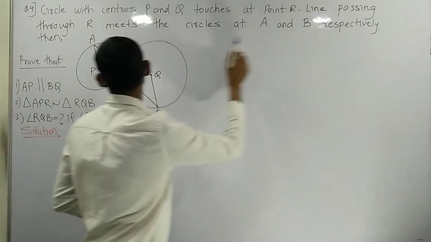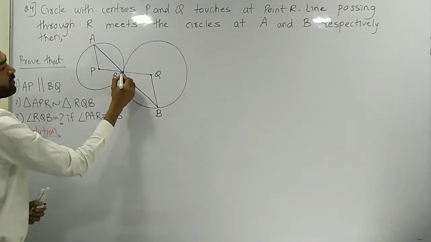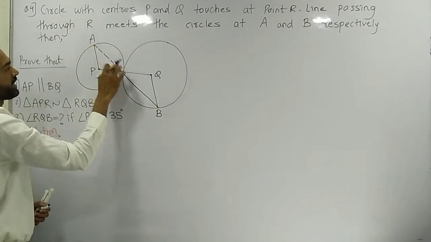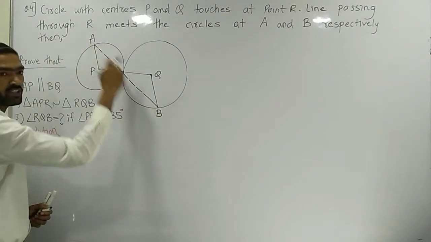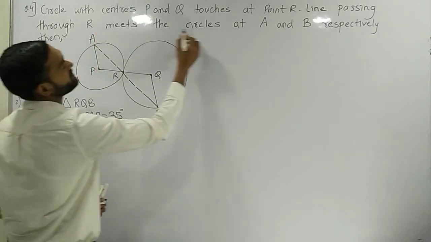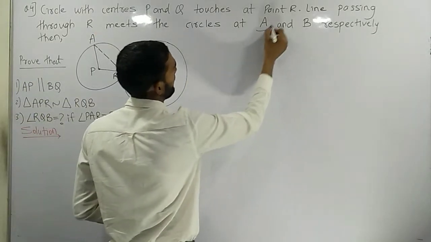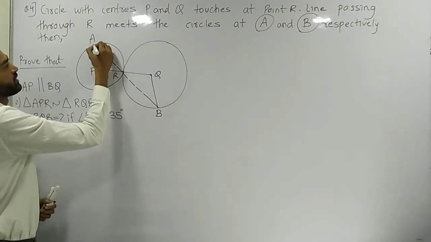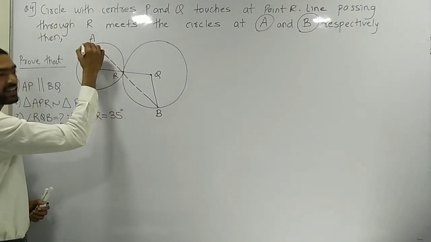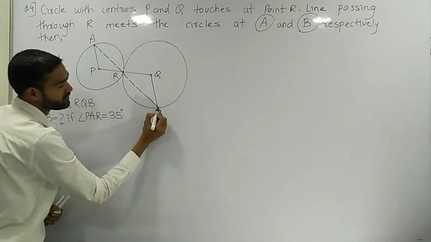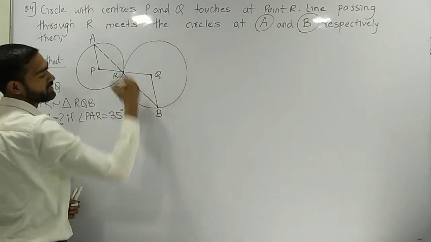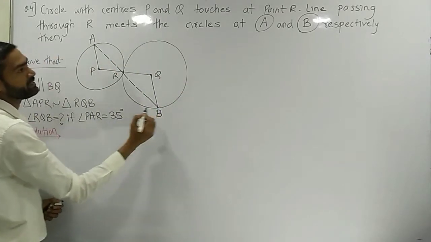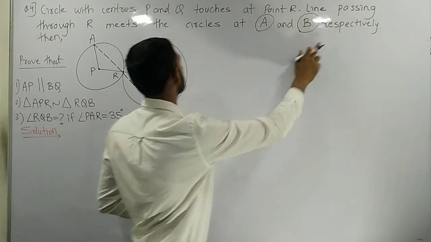A line is passing through R. This line passes through R and meets the circles at point A and at point B. This line meets the first circle at point A. The same line intersects the other circle at another point B respectively.